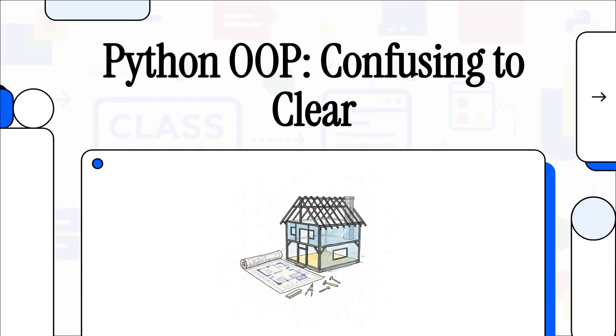Today, we're going to tackle a huge concept in Python, object-oriented programming, or OOP. Now, I know it can sound a little intimidating, but my goal here is super simple, to take this from confusing and, well, abstract, and make it totally clear. We're going to see how it helps us write way better, more organized code. Okay, let's just dive right in.